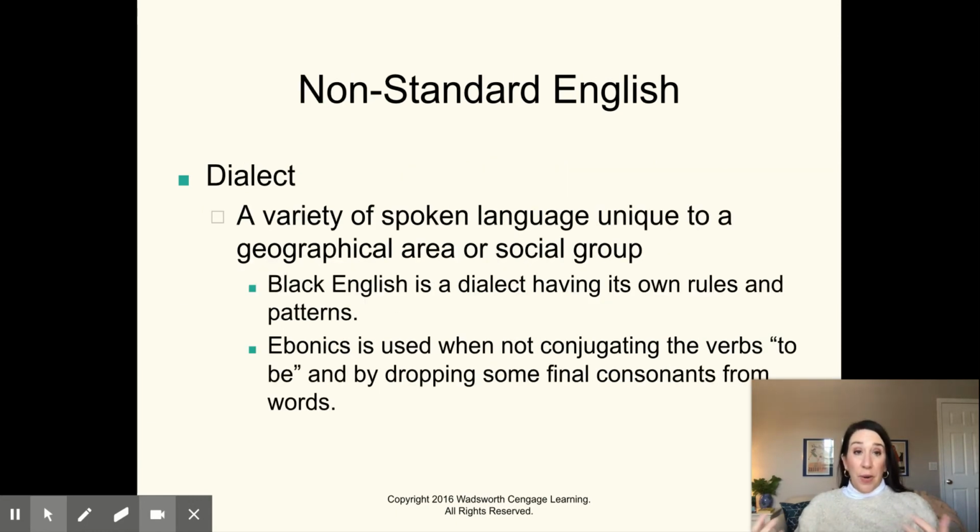Now, we do have non-standard English. Non-standard English are dialects. So what we've called in the past Ebonics or Black English is a dialect that has its own rules and patterns, okay? A dialect is sort of like a subpart of a language. So it takes the general form of the English language, but then it imposes its own special rules on things. And so it's not just Black English. There's Southern English, or I don't know if there's like Western, but it's rules that are specific to a group or an area that are different from standard English, right?